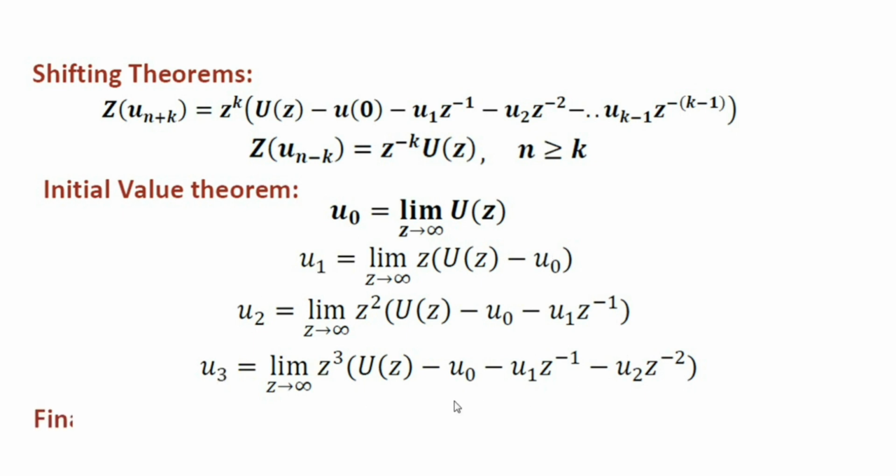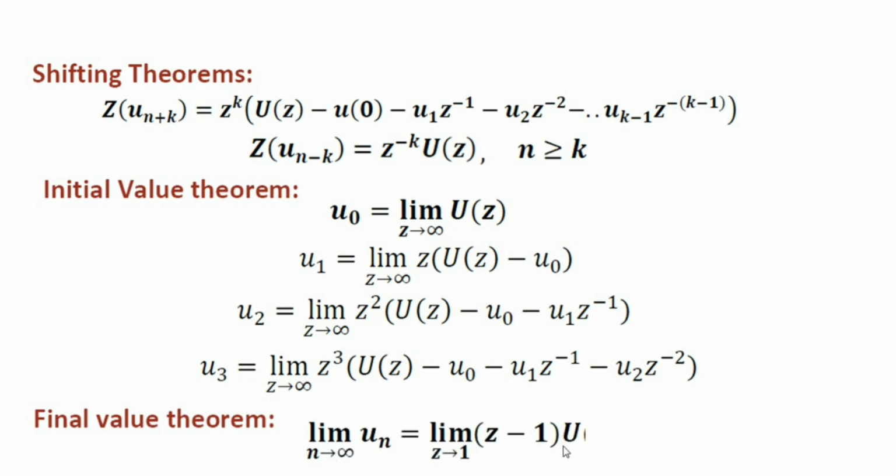And we will discuss the final value theorem. The limit as n tends to infinity of u_n is the limit as z tends to 1 of (z-1) U(z). To get the limit of u_n as n tends to infinity, we will define the limit at z tends to 1.